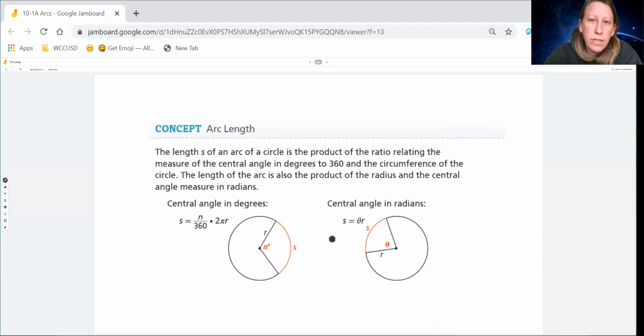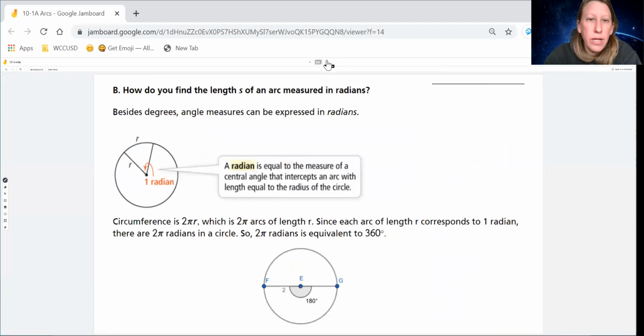Okay, so the other way to measure lengths of arcs is with radians. I started to talk about that already. So let's see what a radian is. Let's see if we can understand this. How do you find arc length? Besides degrees, angles can be measured in radians. Don't worry, you'll see this again in other math classes.